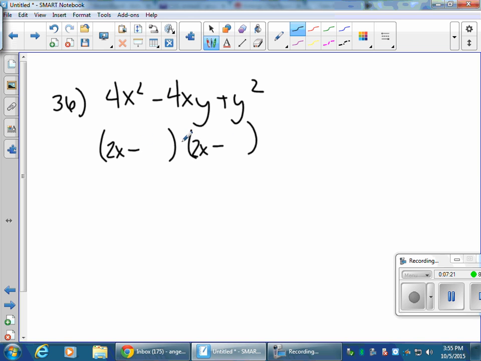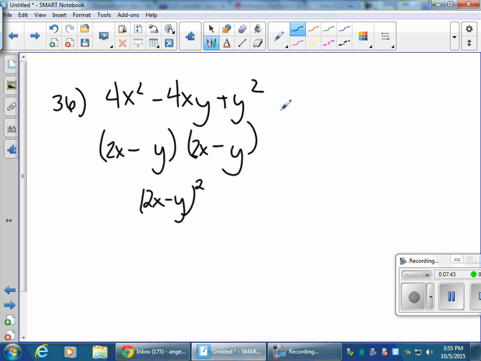So it's 2x times 2x makes 4x squared. Y times y makes y squared. And if I do my outer, it's minus 2xy. And my inner is minus 2xy, which is minus 4xy. And if I want to, instead of writing 2x minus y times 2x minus y, I can rewrite it as 2x minus y squared.